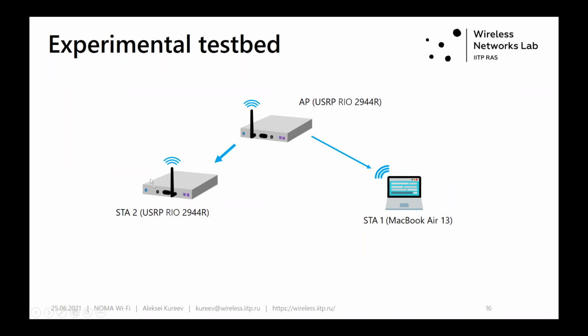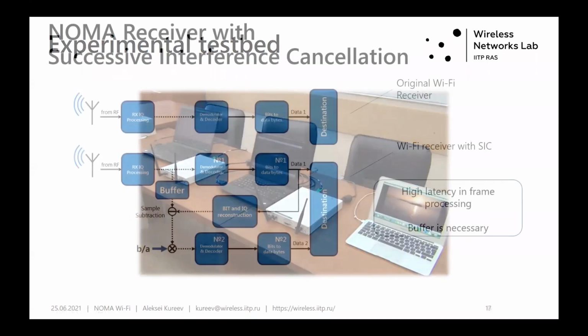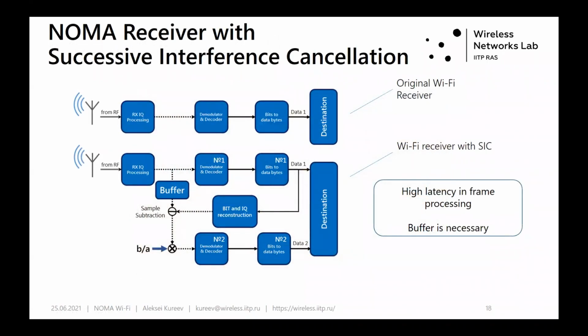And in our prototype, we implement one device, one USRP, as a Wi-Fi access point with a NOMA transmitter inside, one device which acts as a NOMA receiver, like STA2 in our previous notation, and it's also a USRP, and some legacy device. In our example, it's a MacBook. And this is the photo of this device and how we implement the receiver.